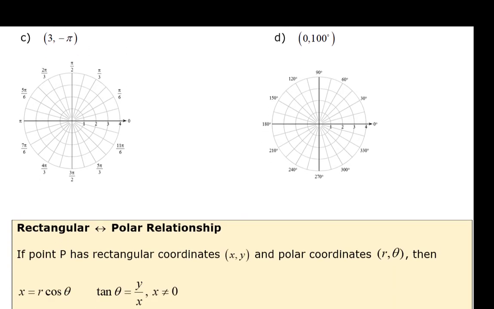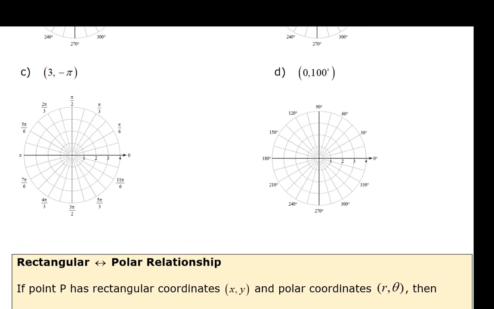Let's come down and look at the next one, which is 3, negative pi. Right, when we rotate in a negative direction, that brings us right to pi. So I'm going to just go out from the pole. I'm going to go out 3. 1, 2, 3. I'm going to plot my point. All right, the last one is 0, 100 degrees. And in this case, it really doesn't matter what the angle is. If your r is equal to 0, it's just a point right at the pole.